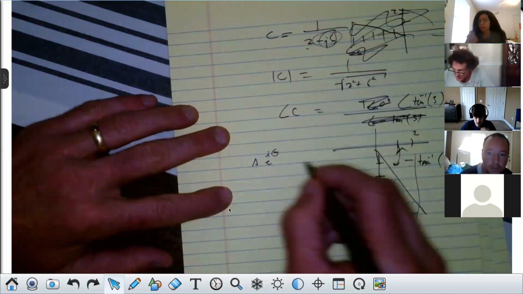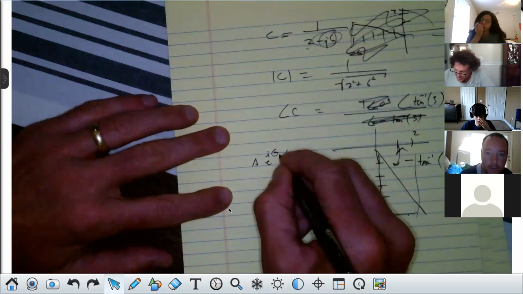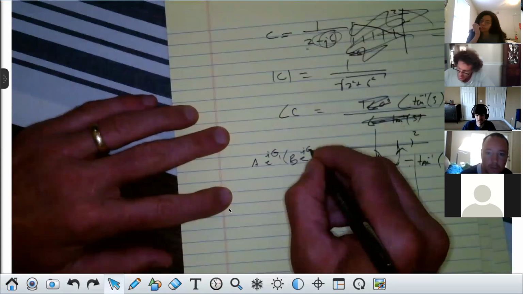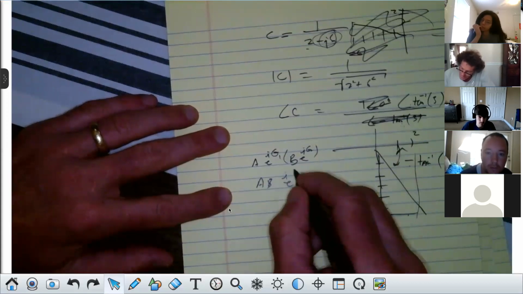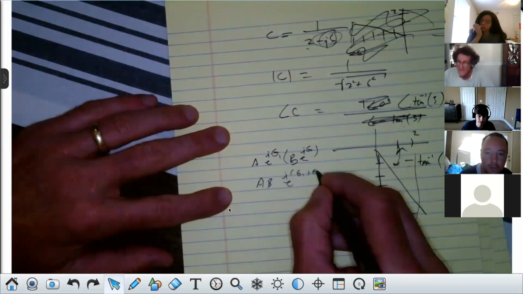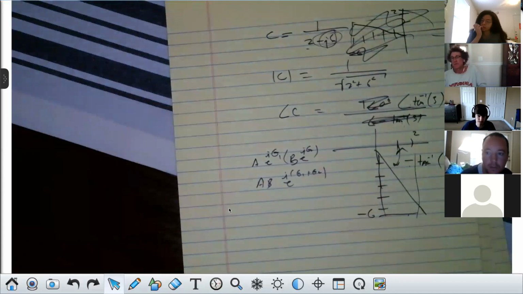Yes. All right, let's take a times b, a e to the j θ1 times b e to the j θ2. Well, what is that? The product. It's a times b, e to the j (θ1 plus θ2), because you're adding the exponents, right? Yes. Okay, that's what you do. Interesting. Okay, that makes sense.